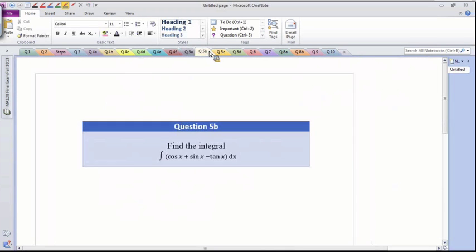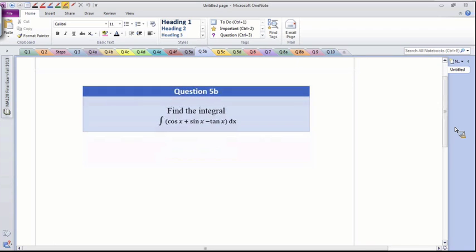Okay, so let's move on to question 5b. We have to find the antiderivatives for these three trigonometric functions: the integral of cosine x plus sine x minus tan x. We know that the integral of a sum is equal to the sum of the integrals, so we can break this up into the integral of cosine x dx plus the integral of sine x dx minus the integral of tan x dx.